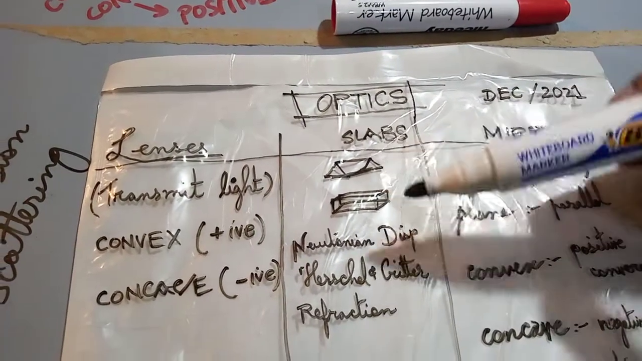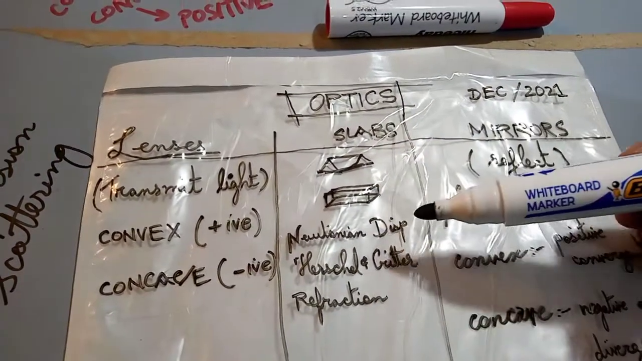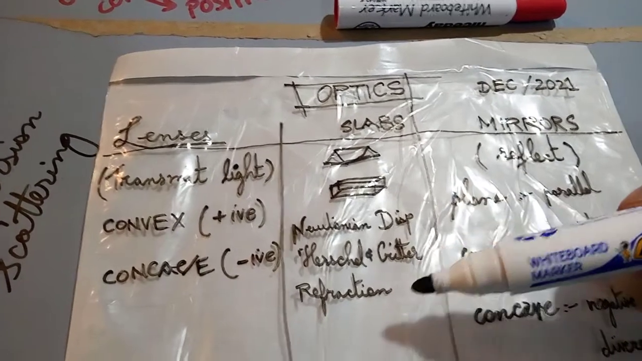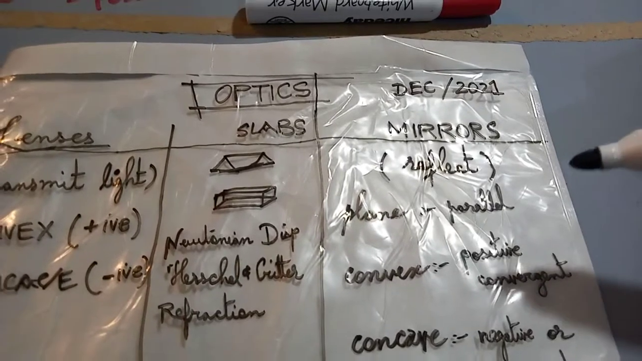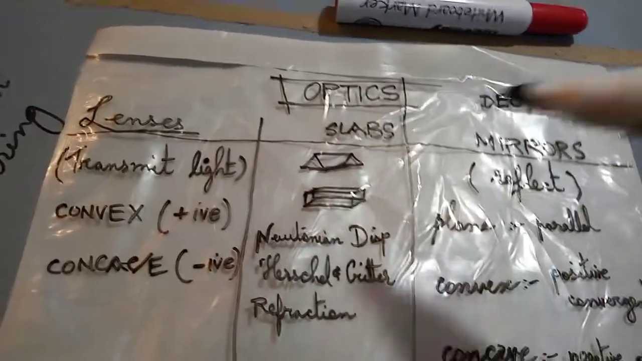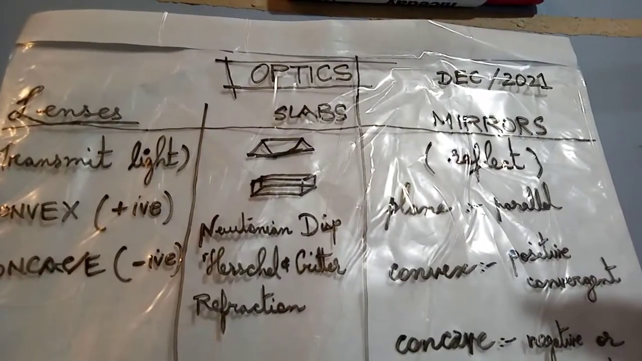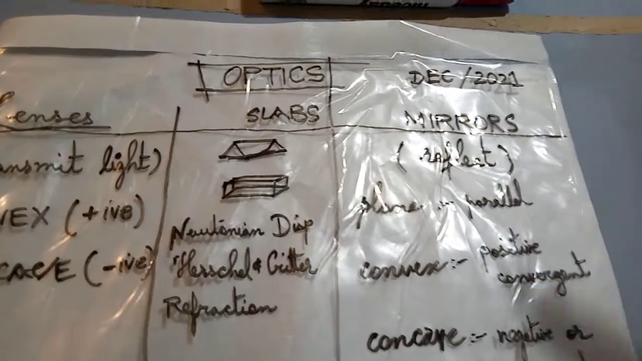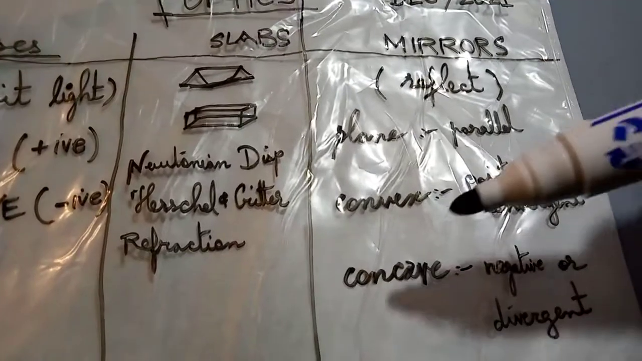Prisms, triangular prism and rectangular prism, are for Newtonian dispersion, the Herschel experiment, and refraction experiments. Snell's law is consistent for plane mirrors, for reflection and refraction, whereas it breaks down when it comes to convex mirrors and concave mirrors. I hope this helps.